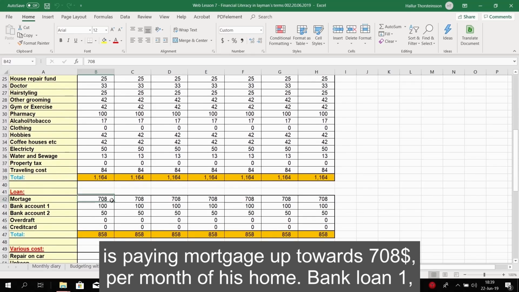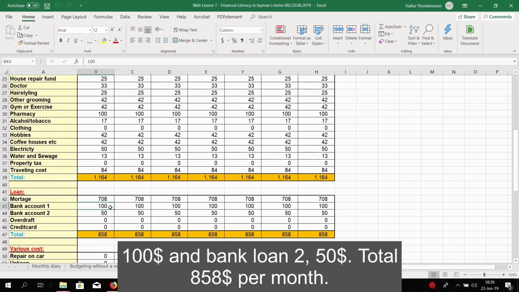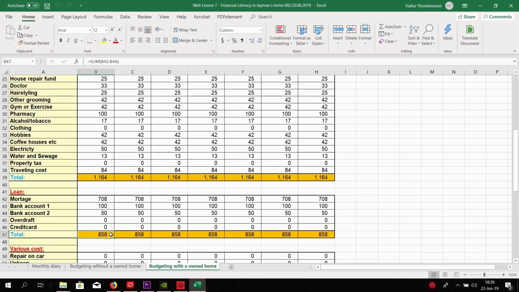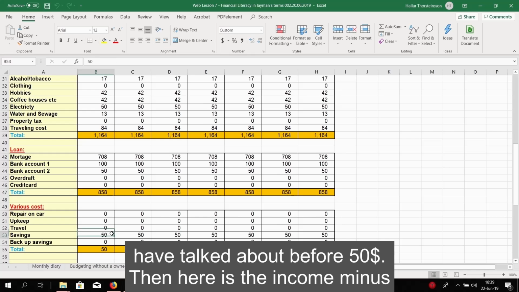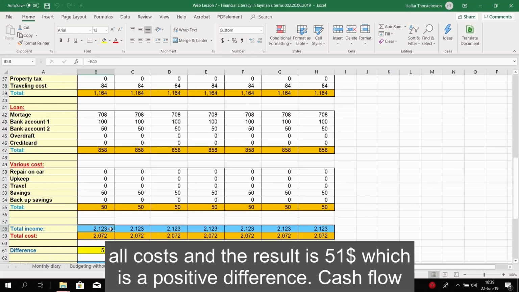Then John is paying a mortgage of $708 per month for his home. Bank loan 1, 100, and bank loan 2, 50. Total $858 per month. Then there are unexpected costs. Then there are the savings that we talked about before, $50. Then here is the income minus all costs, and the result is $51, which is a positive difference.